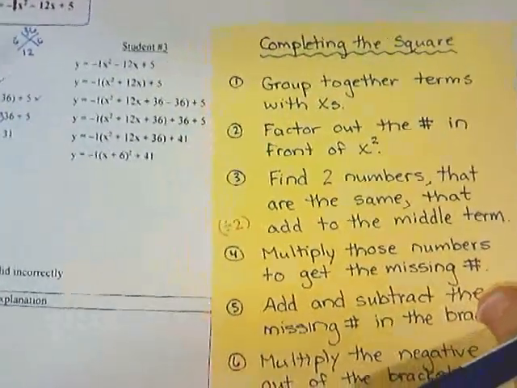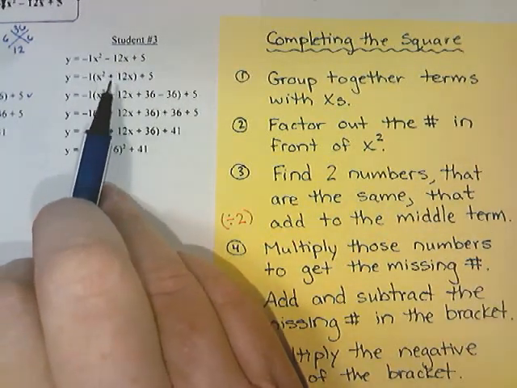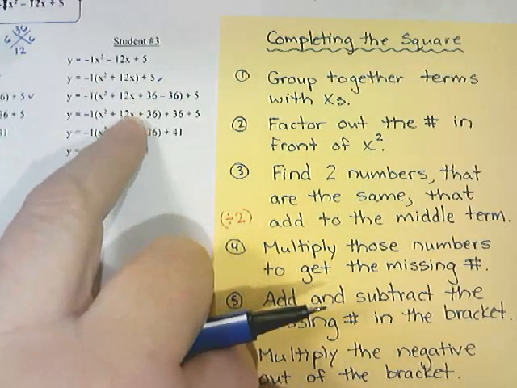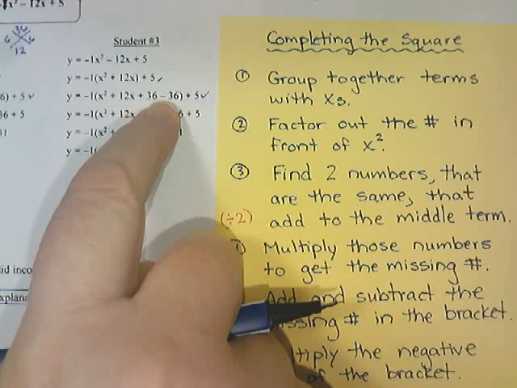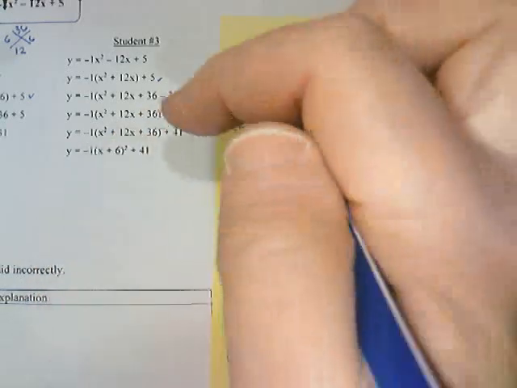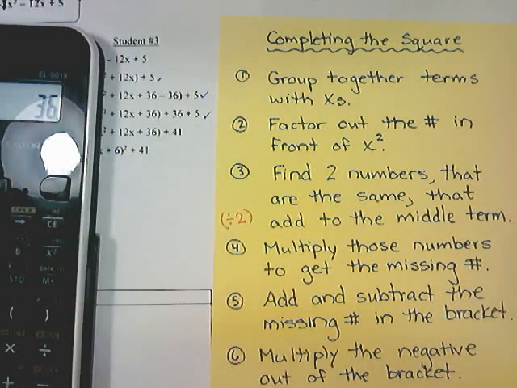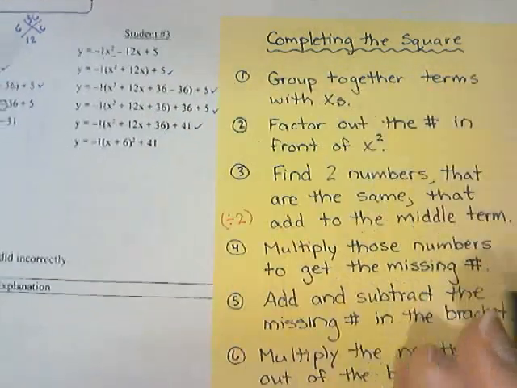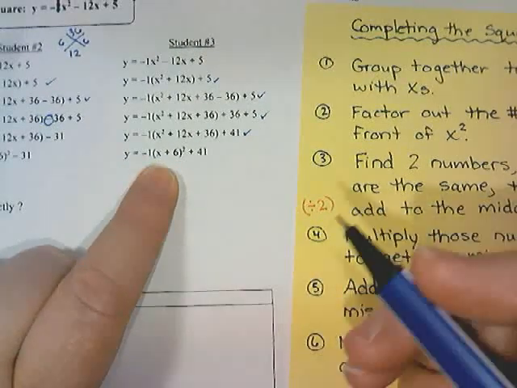So group the numbers together that have x's. They took out the -1. They got the plus sign right, so that's good. Right? They came up with the 36 by finding 2 numbers that add to 12 and then multiplying them together. They added and subtracted. They did -1 times -36 is +36, which we just said on the last step. 36 plus 5 is 41. That's good. And then this part here, I would have to actually try to factor myself.